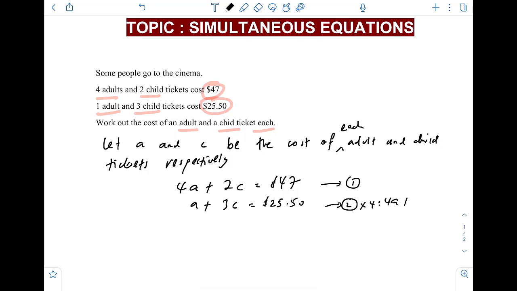So we have 4A plus 12C is equals to 25.50 times 4. 25.50 times 4, that will be 102. Okay, so this will become equation number 3. Alright, so we have the first equation originally there, now we have a new equation 3.